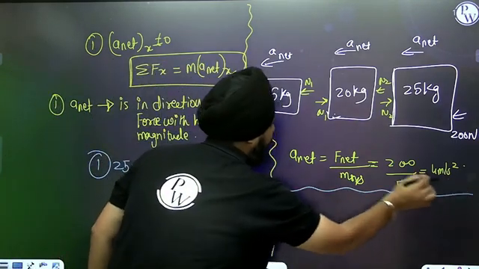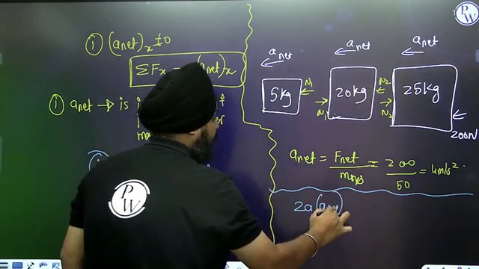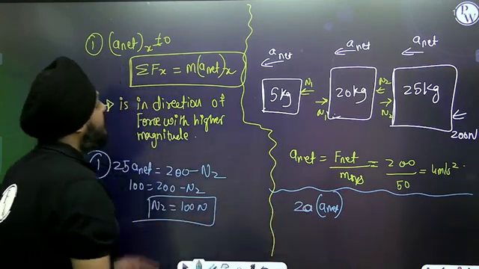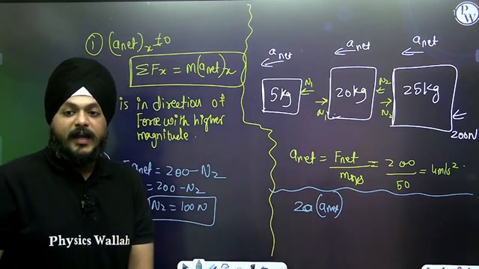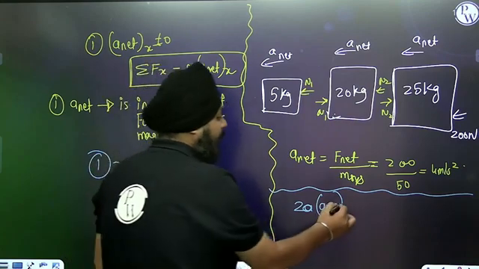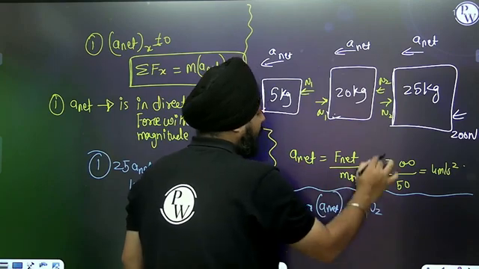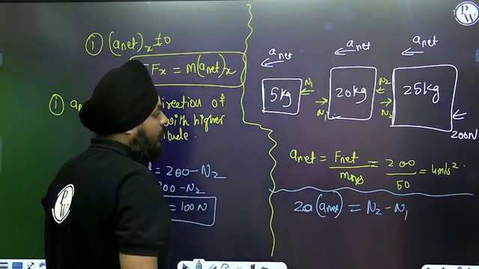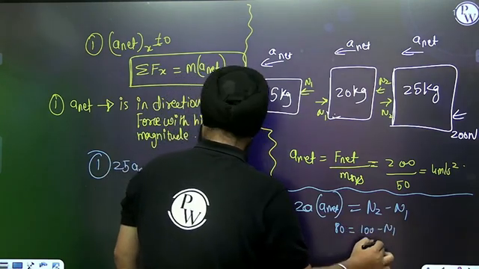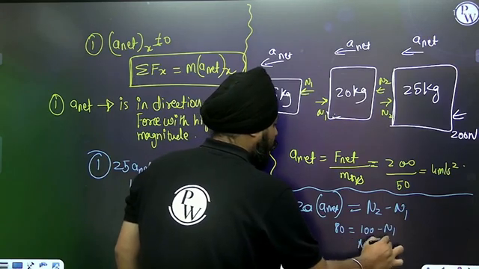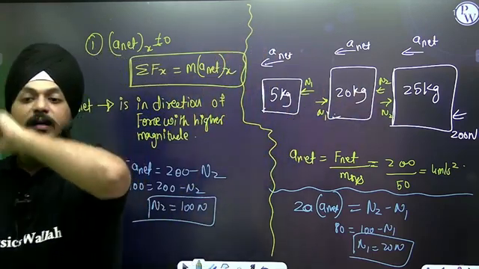Suppose we apply the equilibrium conditions for the 20 kg block. This is how the equilibrium conditions are applied: 20 into the net acceleration A. That is equivalent to the force of higher magnitude N2 minus the lower magnitude N1. So 20 into 4 is equal to 100 minus N1. N1 is equal to 20 Newton. In this case, the value of N1 is 20 Newton and the value of N2 is 100 Newton.